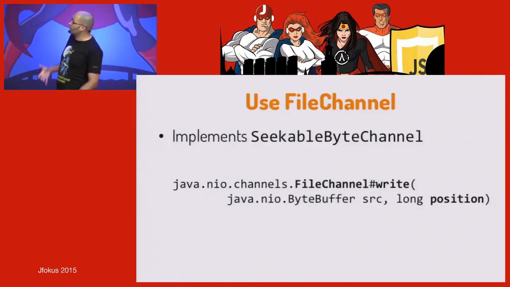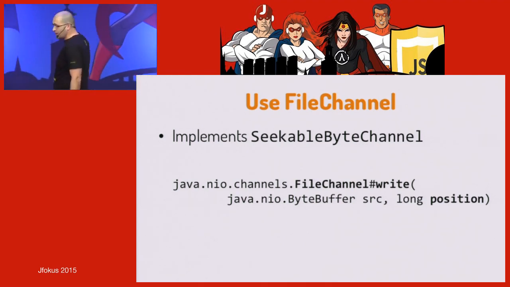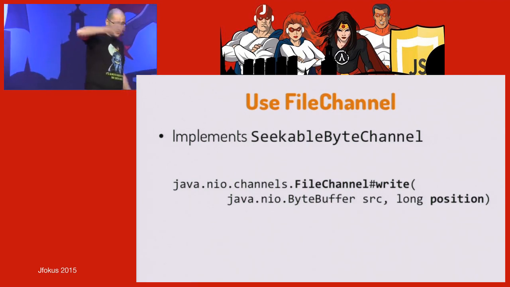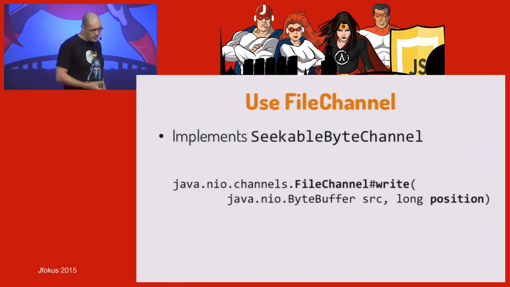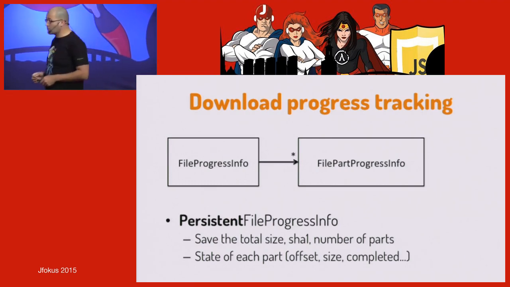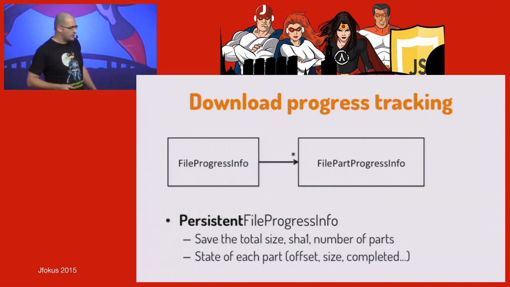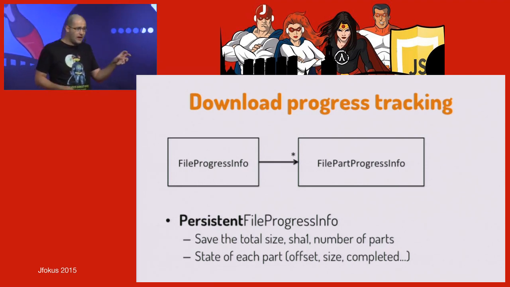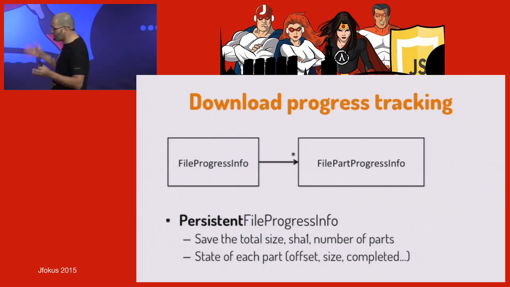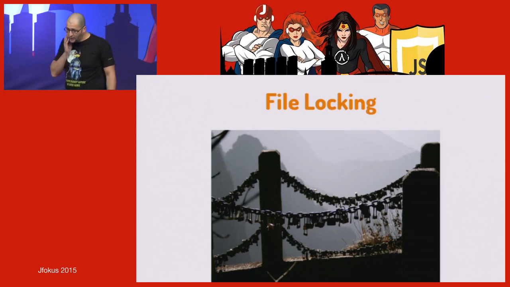We use something that is close to it. It's called the FileChannel, which implements the SeekableByteChannel interface, and it has a write method that gets the bytes that need to be written and the position where to start. The API is pretty much the same, works much better. We need to track the download process, so we implemented this very complicated serialization of our own. We have a text file with file names and the parts, very complicated stuff, and this is how we track the progress of each and every file.